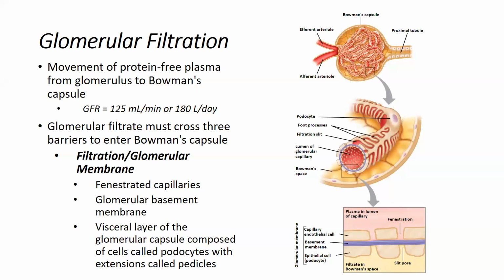The second layer that this blood, or this plasma, has to pass through is the glomerular basement membrane. So this is the basement membrane of the glomerulus, right? And that sits between the Bowman's capsule and the glomerulus itself, the fenestrated capillaries. The third layer that this plasma has to go across is the visceral layer of the Bowman's capsule, or the visceral layer of the glomerular capsule.